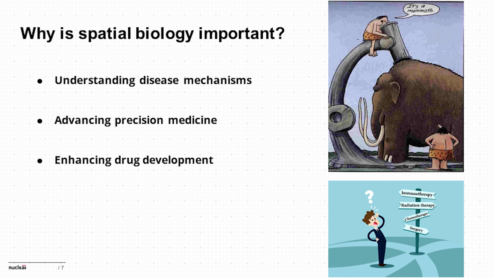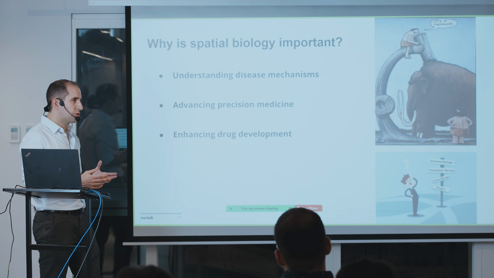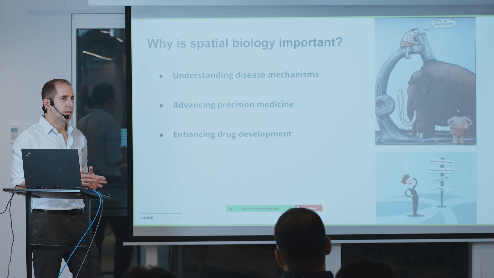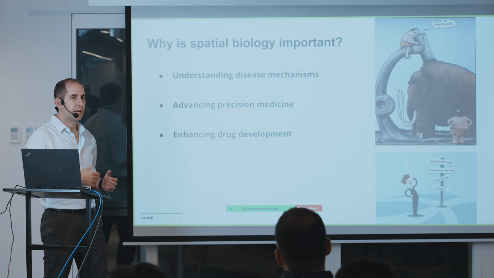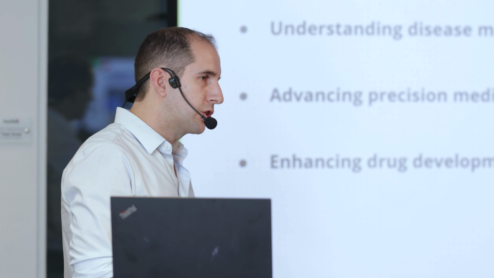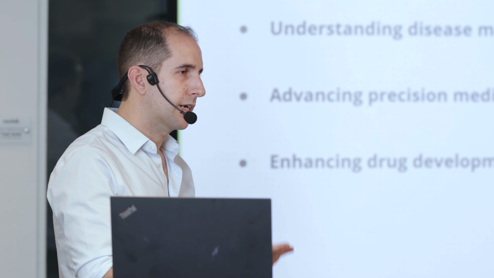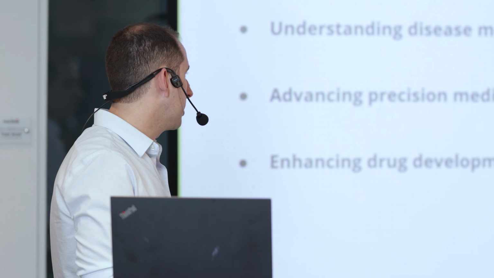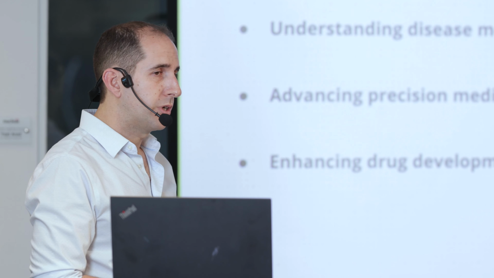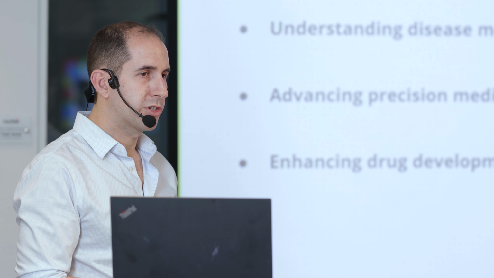So why is spatial biology important? It has several very important functions. First of all, it helps us understand disease mechanisms. We can look at the tissue architecture and see, for example, tumor heterogeneity and how it affects treatment responses and the proliferation of tumor cells, and we can see where the immune cells are and how they affect the tumor biology. It also allows us to do better biomarker identification and to advance precision medicine.